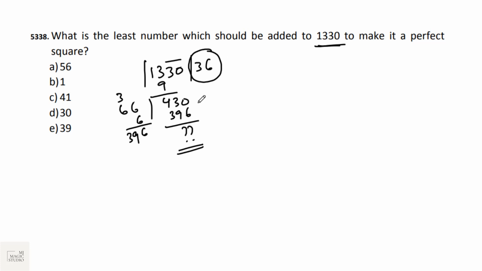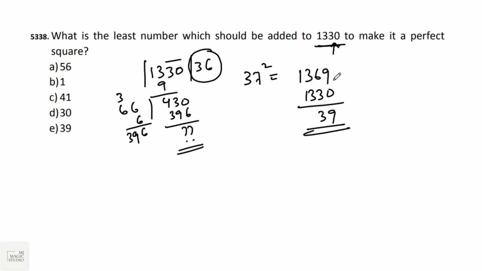That means we are looking for a number which is more than 36, just more than 36. That is 37 square. 37 square is 1369, which is just greater than 1330. We need to add 39 to make 1330 a perfect square. This should be the least number. Option E is the pick.